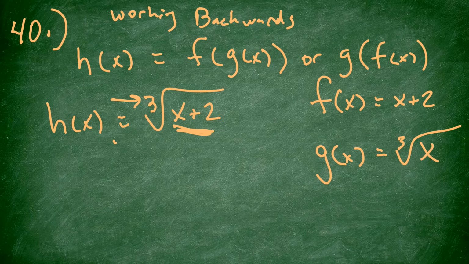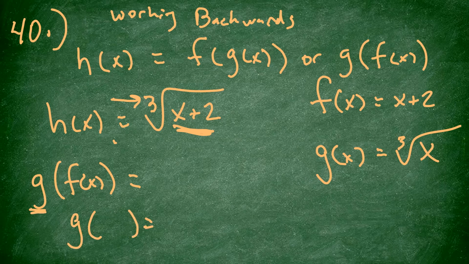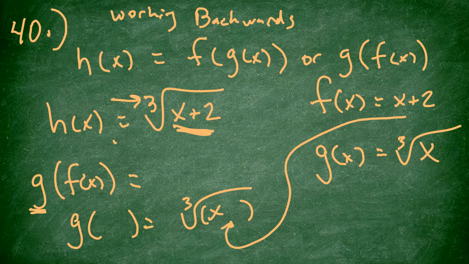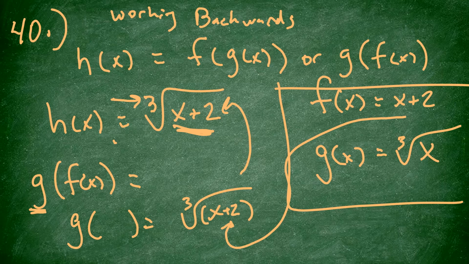Now, to make h of x, to make my new function, I have to have g of f of x, because g of big blank space is cube root of big blank space, and then if I put f of x in there, it turns into what I started with. So that's kind of the idea right there. All right, that's it for 40.